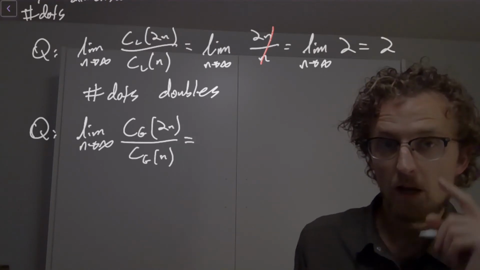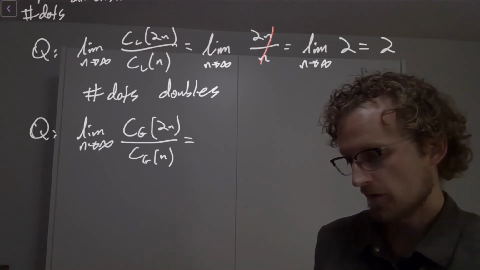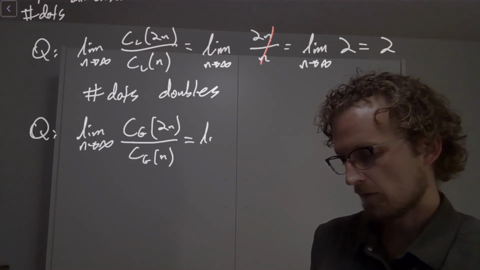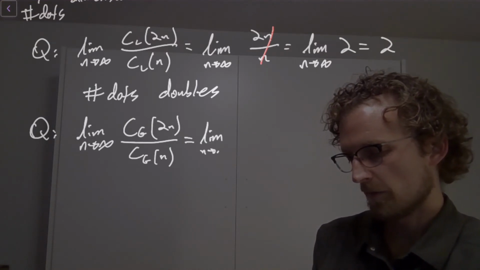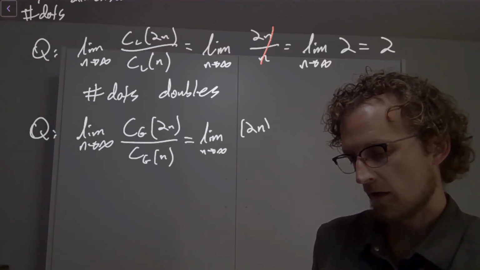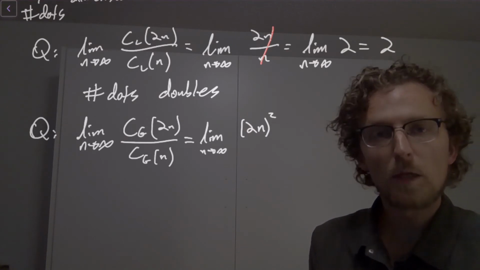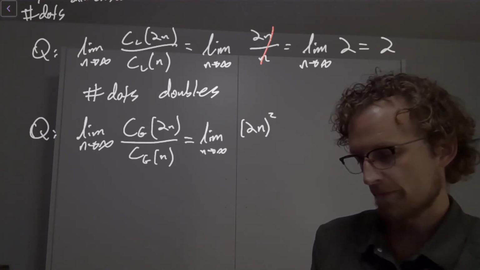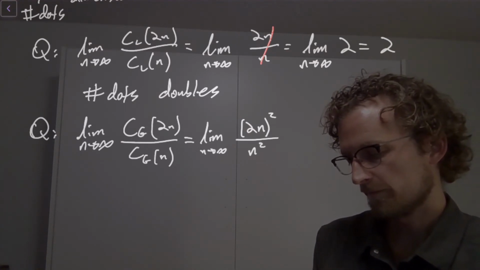What happens to the number of dots in a grid if its dimension doubles? Well, we can plug in expressions. So this is the limit as n approaches infinity of (2n) squared. So I just plugged 2n into n squared, divided by n squared.